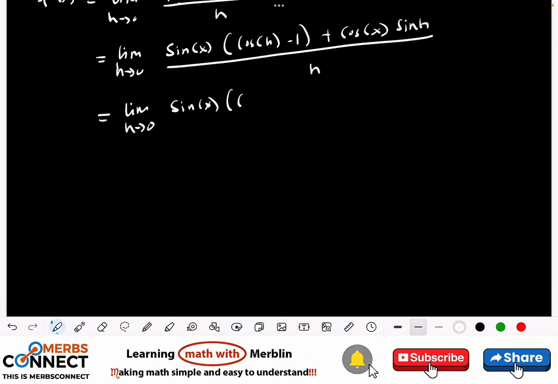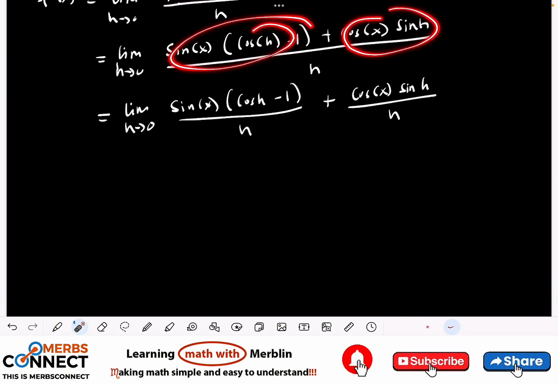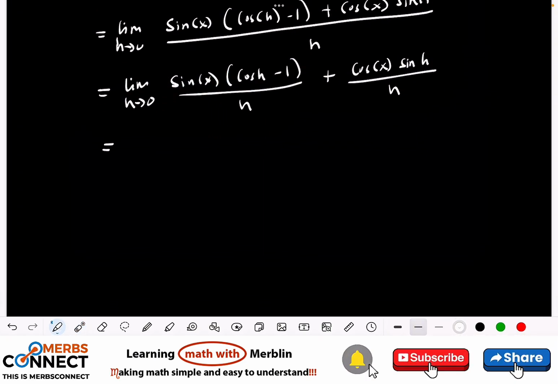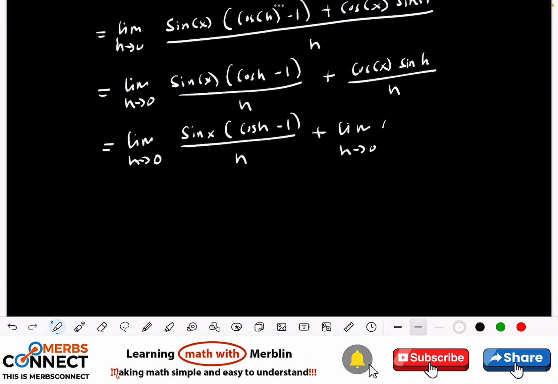So this is the same as (cos h minus 1) divided by h plus cos x sine h divided by h. I can split this into two because of the addition sign here: this divided by h, this divided by h. Now here is the limit as h is approaching 0. So this is a constant function because it does not depend on h. So first, let me write this as the limit as h approaches 0 of sine x (cos h minus 1) divided by h, plus the limit as h approaches 0 of cos x sine h divided by h.